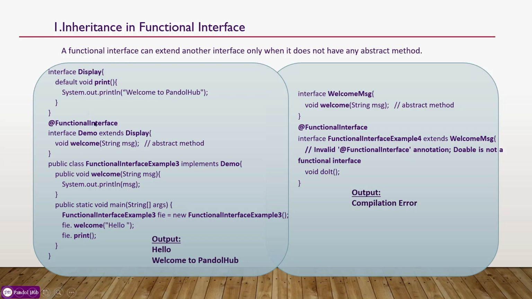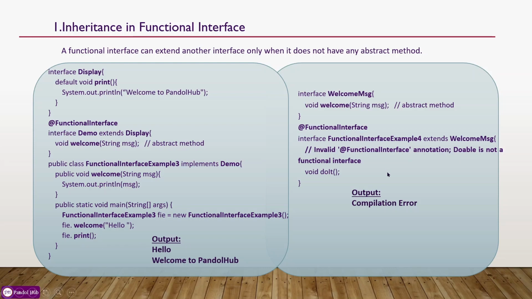To provide an implementation of this functional interface, we're going to create a class which is implementing the functional interface, and we're going to provide the definition for that abstract method, which is the welcome method. In the main method, I'm just going to create an object for this class, and I'm going to call the abstract method of that functional interface, and I'm going to call the default method of the parent interface. So both are going to work, and they're going to print the message.